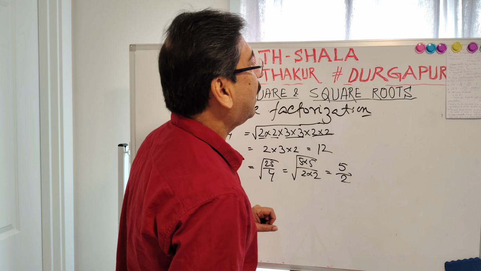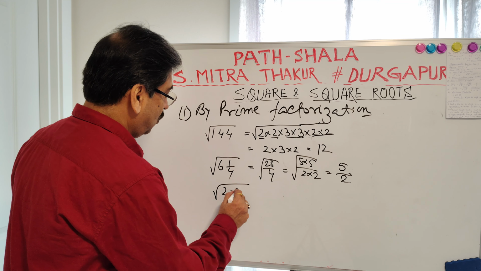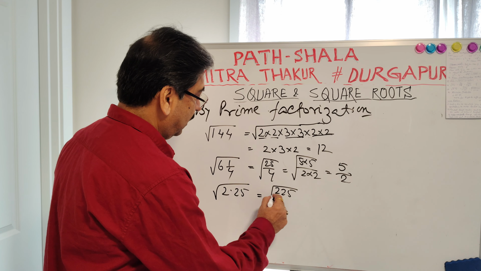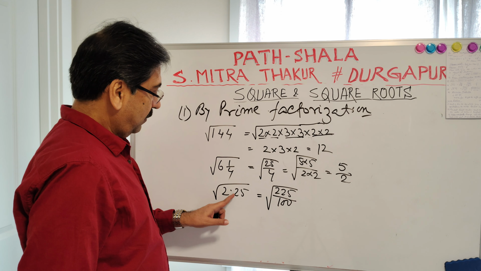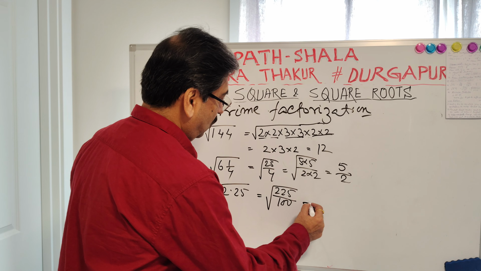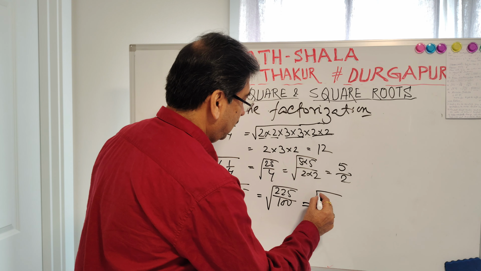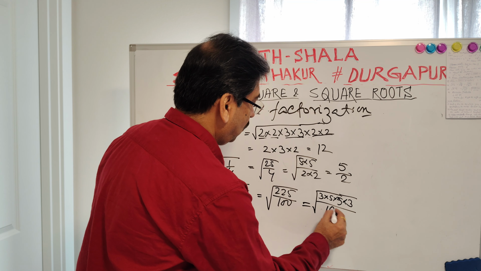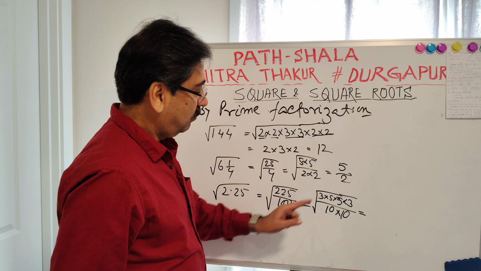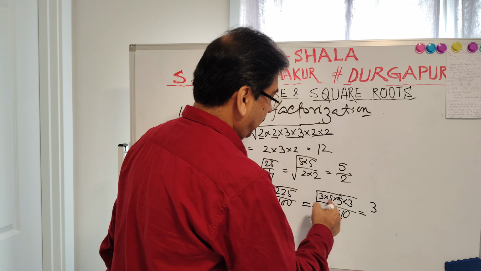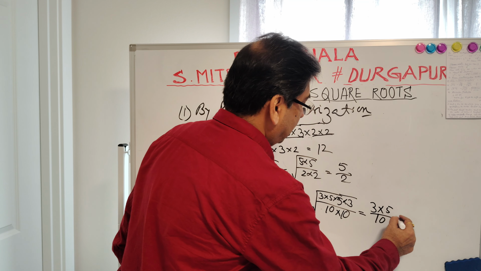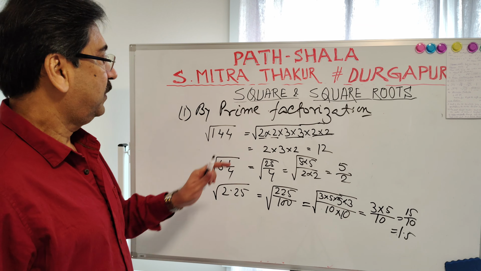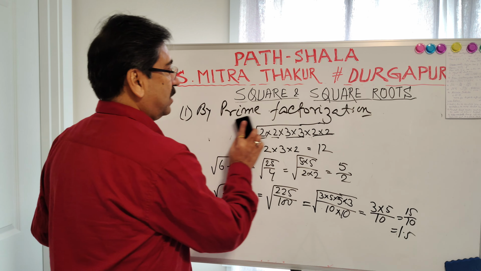Right? If I take a decimal, the square root of 2.25, how will I do it? That is the square root of 225 divided by 100, because after the decimal there are 2 digits, so I will take 100. 225 means 3 into 5 into 5 into 3, by 10 into 10. For the pair of 3, I will take one 3. For the pair of 5, I will take one 5. That is 15 by 10, which is equal to 1.5. This is the process to find the square root by the prime factorization method.